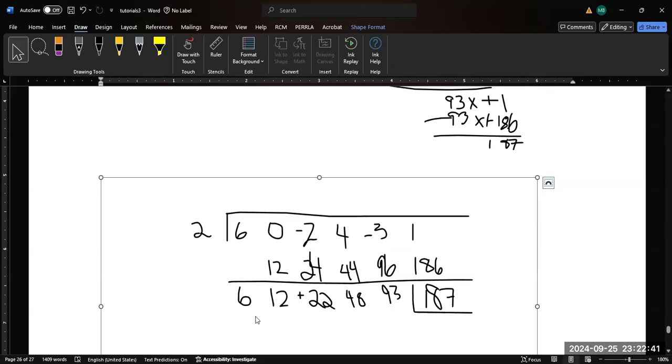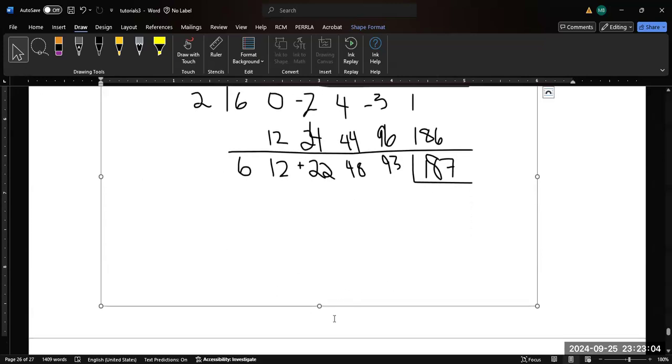And that is the same polynomial. Remember, this would start with 1 degree less than we had before. So instead of x to the 5th, this is 6x to the 4th plus 12x cubed plus 22x squared plus 48x plus 93, and a remainder of 187.